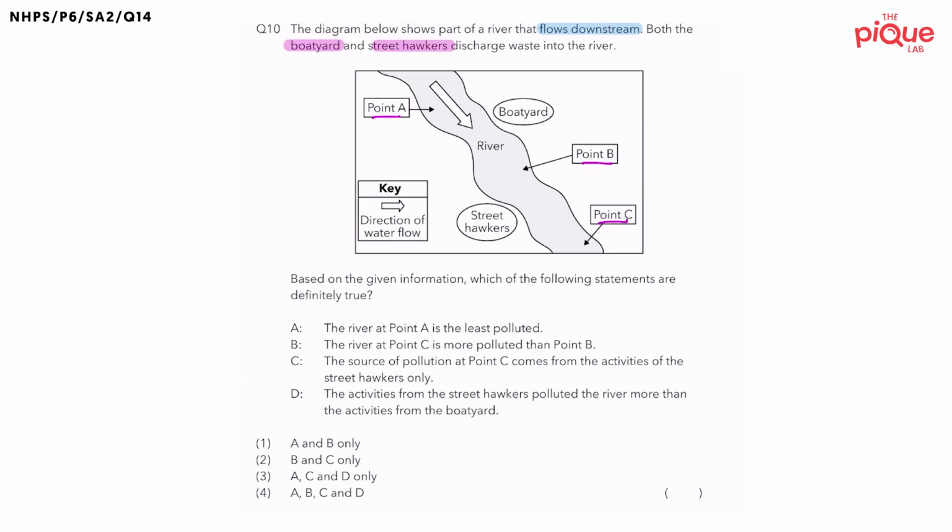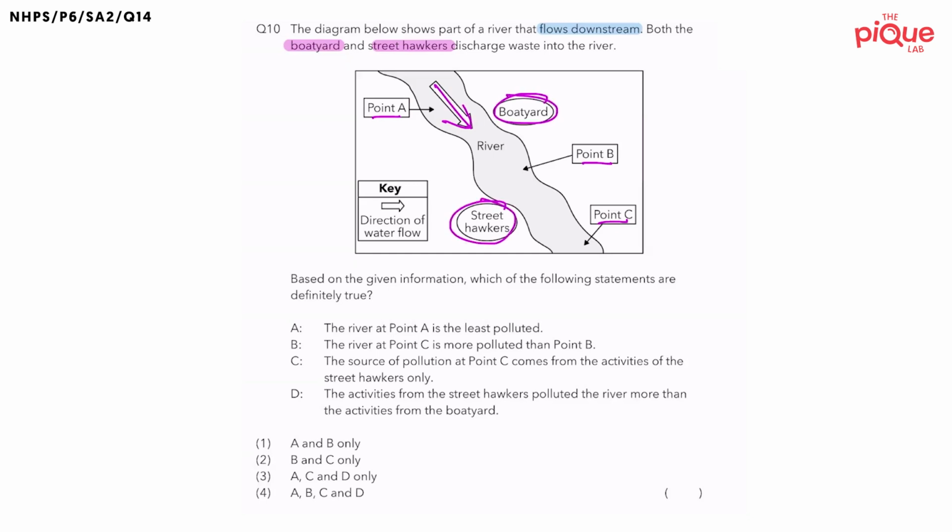So what does it mean for the river to flow downstream? Does a river flow from A to C or from C to A? From this arrow, we can see that the river flows from A to C. And the question also gives you two places, boatyard and street hawkers. Where are the boatyard and street hawker? We can see that the boatyard is here and the street hawker is here.